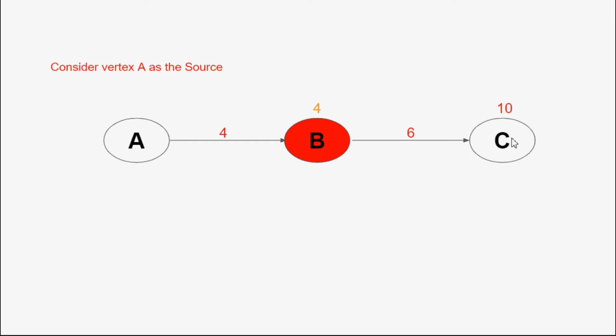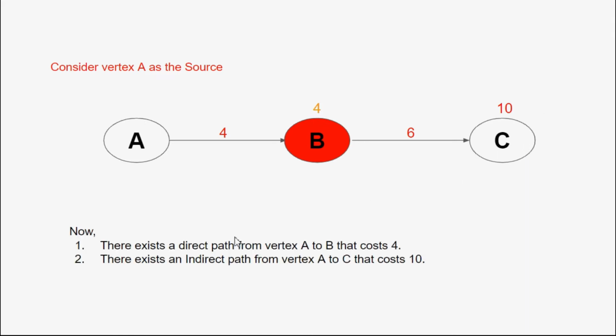See what we have said: if there is no direct path, write down infinity for that vertex, then try to calculate the cost of the indirect path, and compare the cost of the direct path and the indirect path. If the indirect comes out to be less than the direct, then we are going to replace it. So this is what we have written. There exists a direct path from vertex A to B, which is costing 4, and there exists an indirect path from A to C, which is costing 10.